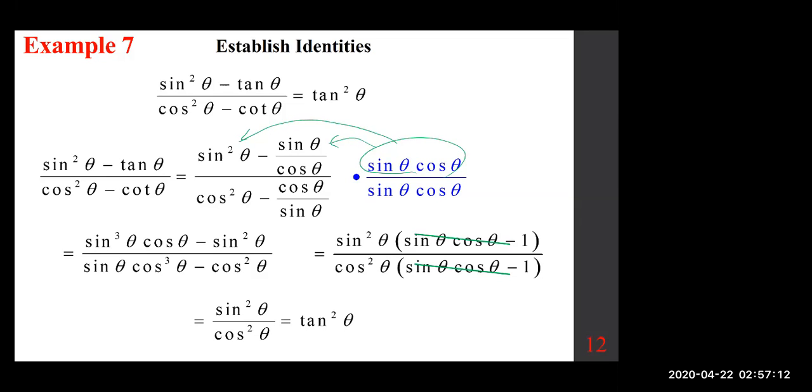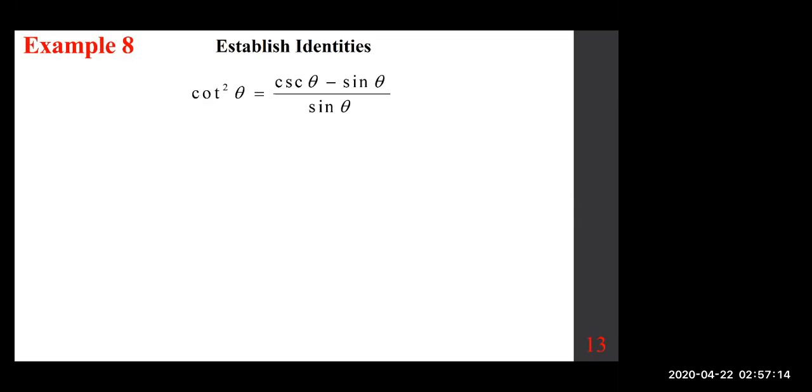All right, so here's the next one. Example 8, cotangent squared is equal to cosecant theta minus sine theta over sine theta. So my question to you is very simple. Which side is more complicated? Right. So we start from the right side. Does that make sense, class? So we are going to start with the right side, and we want to make it look like the left side. So the right-hand side, we need to work on it.